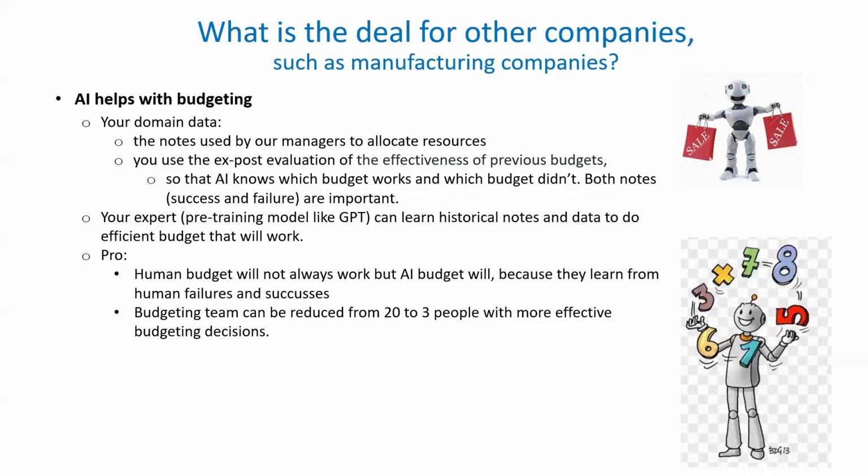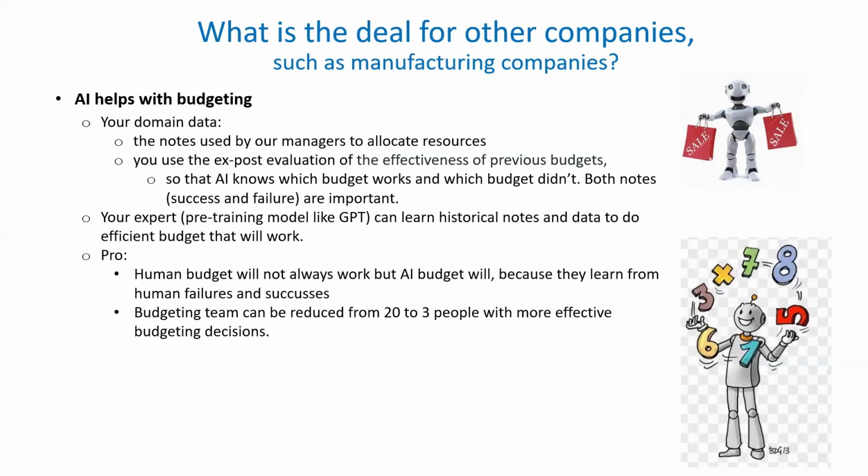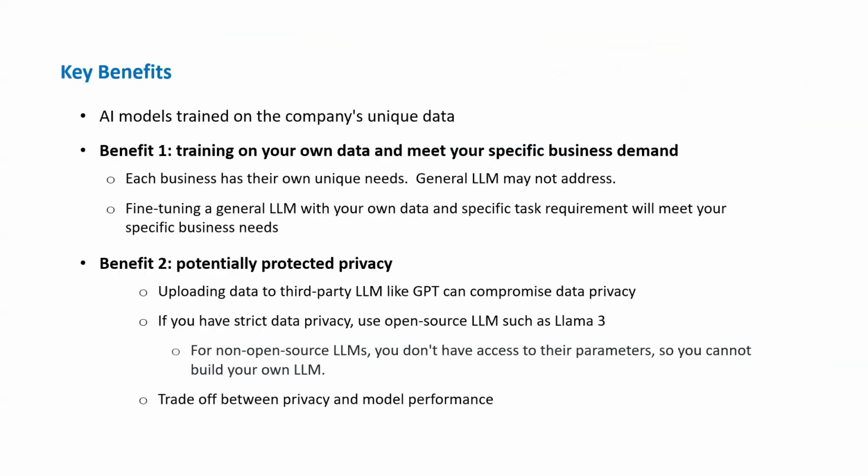So you can see there's many things going on because human intelligence created all the notes and all the material, and AI can learn from the material. AI can learn from the material on identifying new clients. AI can learn from the budgeting. Once it learns from the budgeting notes, AI can help you allocate money for the next year. So there are many interesting studies going on, and we'll talk about many of them.